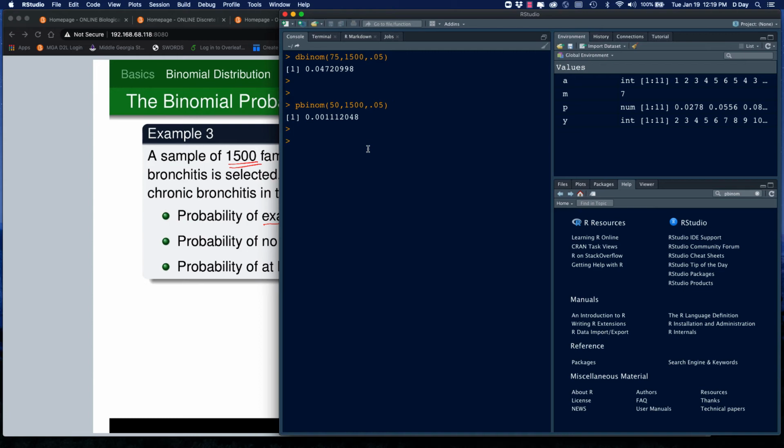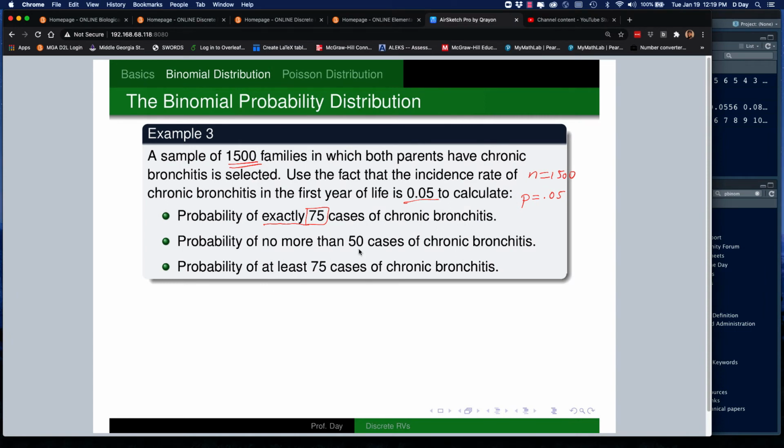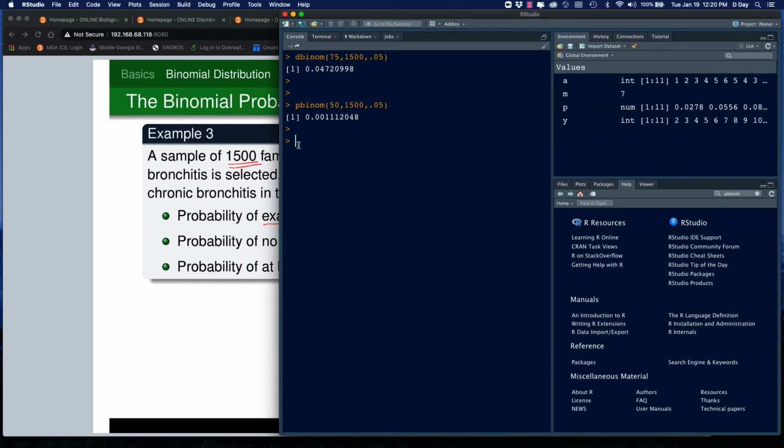The last one is one where we utilize that second thing I just talked about, where we can utilize that lower.tail equals FALSE if we want to, because it's asking us to find the probability that we get at least 75 cases of chronic bronchitis in the first year of life. So at least 75 means 75 or more. All right.